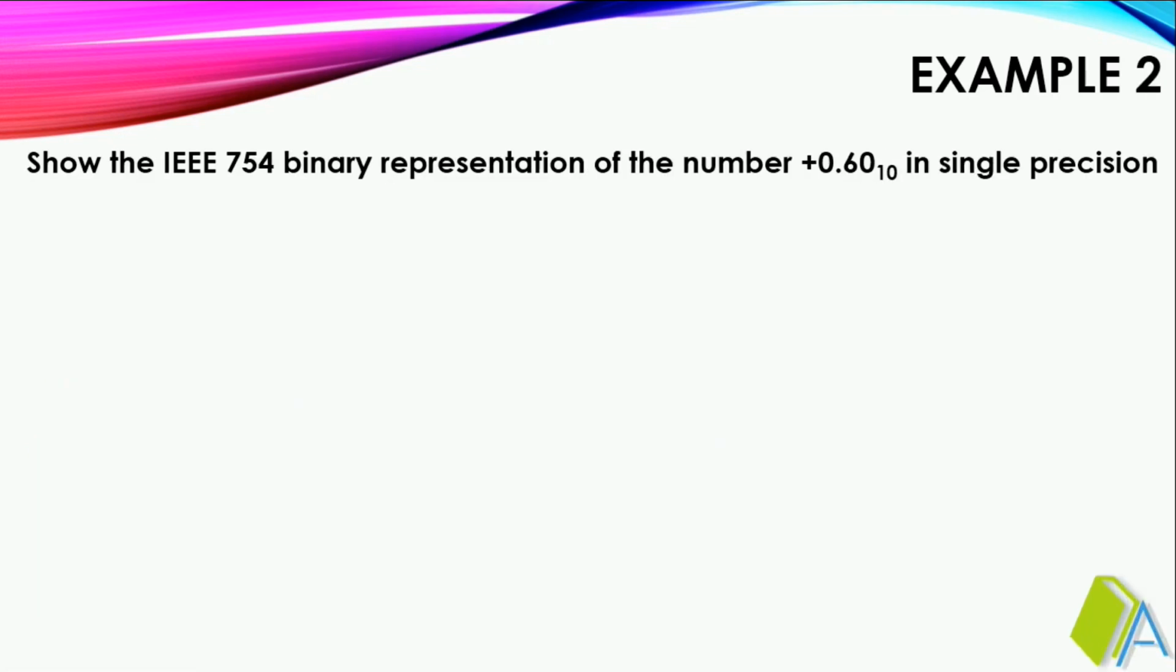We can see another example. The given number is in decimal, so we have to convert it to binary. We start by multiplying it with 2.